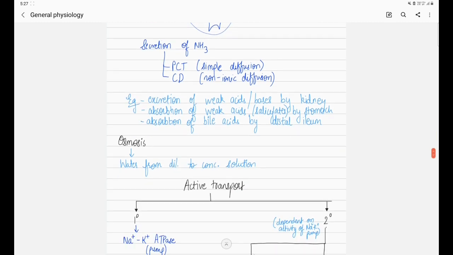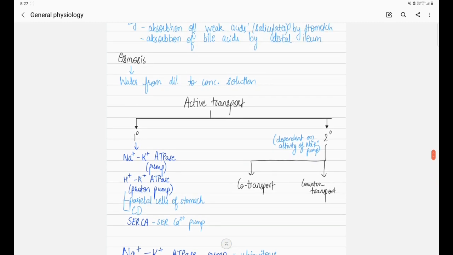Moving on to active transport. Active is primary and secondary. Primary has the sodium potassium ATPase pump, the hydrogen potassium ATPase proton pump, which is present in parietal cells of stomach and collecting duct, and SERCA, that is smooth endoplasmic reticulum calcium pump. Secondary active transport again has two types, counter transport and co-transport. This secondary active transport is dependent on the activity of the sodium potassium ATPase pump, which is actually a primary active transport pump.